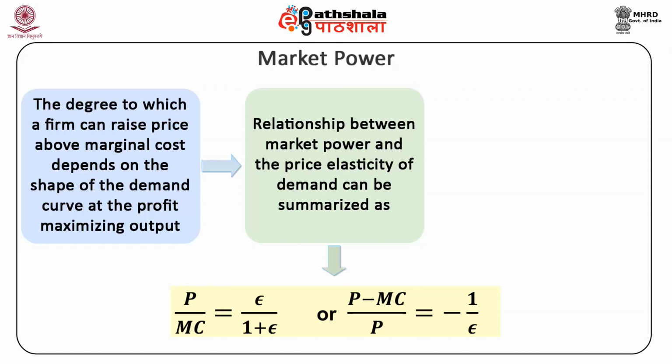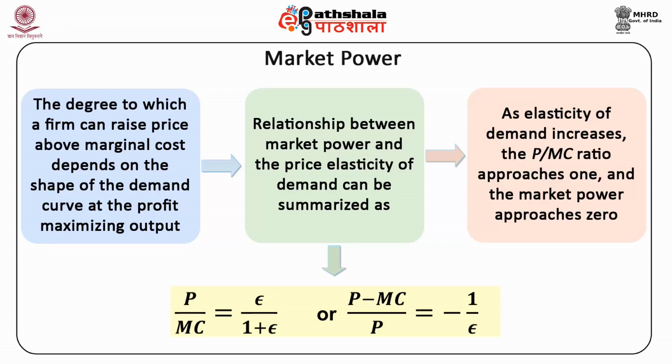Thus, the RHS ratio in equation 3 is always greater than 1. As elasticity of demand increases, the P by MC ratio approaches 1 and the market power approaches 0. The higher the P by MC ratio, the more market power the firm possesses.